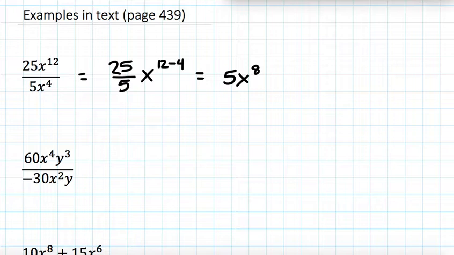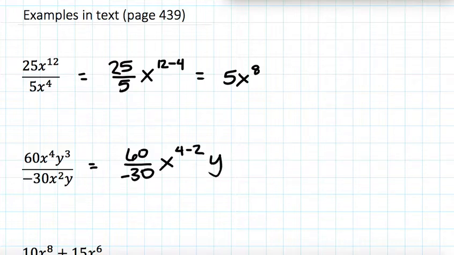The second one here is a little more complicated because we have two variables, but we can just go through the same way and do each piece individually. So divide coefficients, 60 divided by negative 30, and then for x, subtract the exponents, 4 minus 2, and then for y, we're also subtracting exponents. Remember, if there's no number for a power, it's an automatic 1. So that'll be 3 minus 1. So 60 divided by negative 30 is negative 2. This will be x to the 2nd and y to the 2nd.